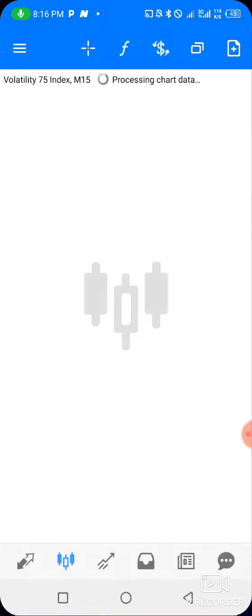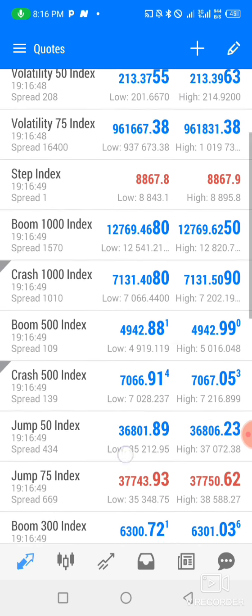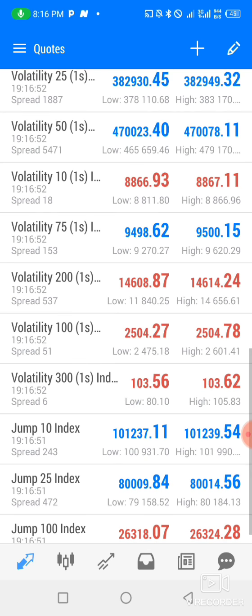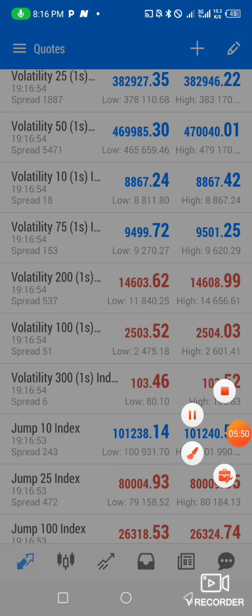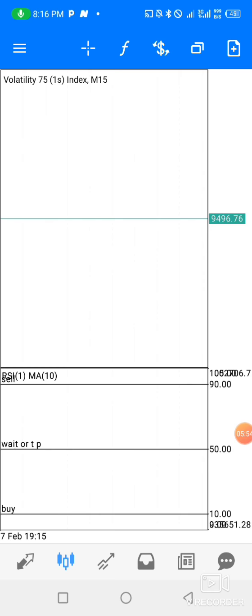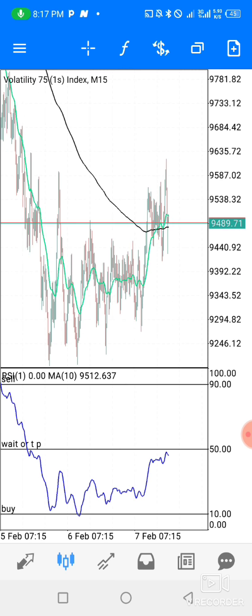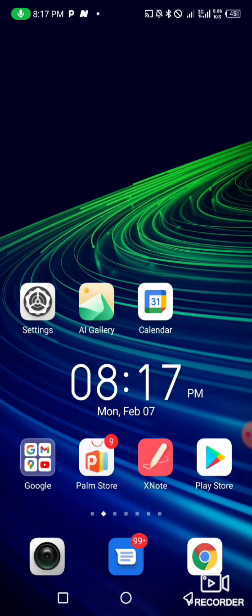So this is MT5 here. I'm going to start with V75 1s because if your account is $1, you really need to start with it and grow that $1. Maybe the first trading session you take that $1 to $2, then the second trading session you take that $2 to $4, because the theory is that you must double your account after each trading session. Someone will ask, how is this thing possible?